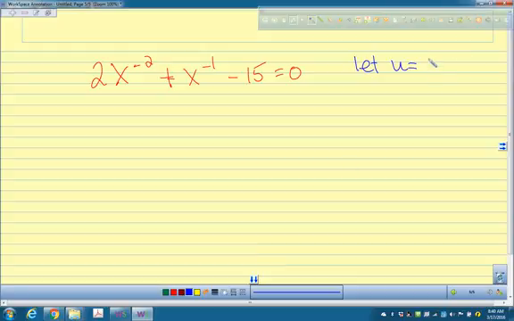X to the negative 1. That means that u squared is? What's x to the negative 1 squared? X to the negative 2, right?